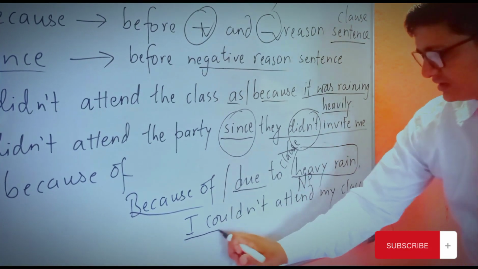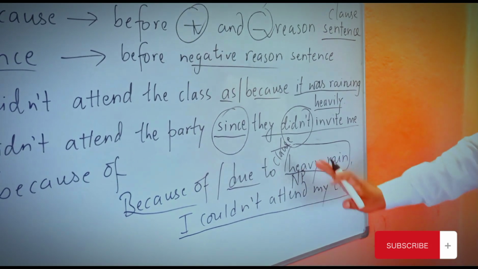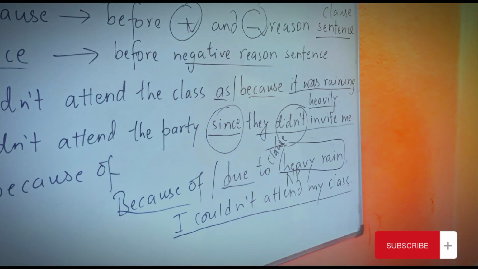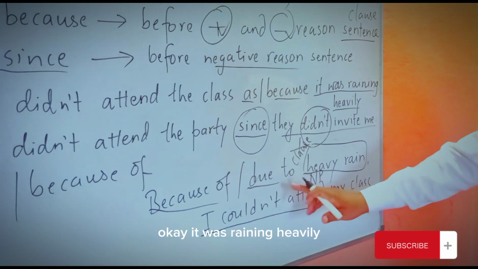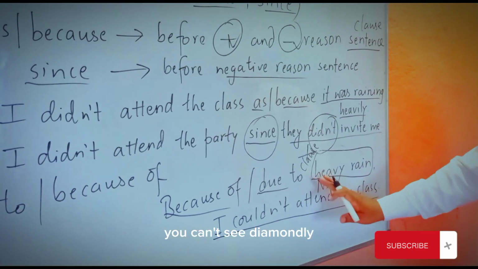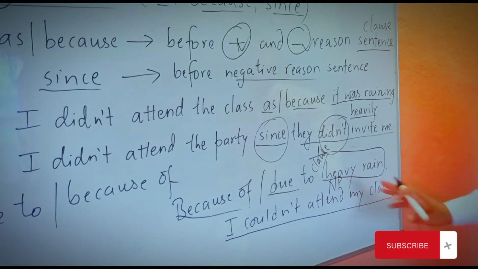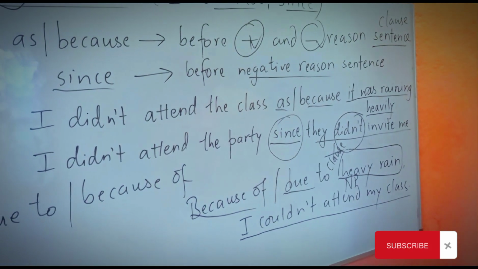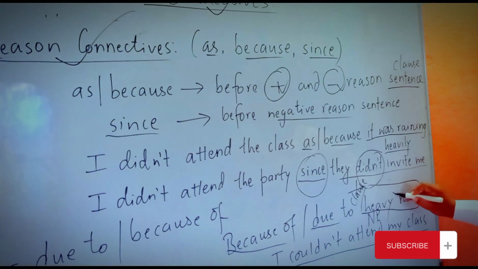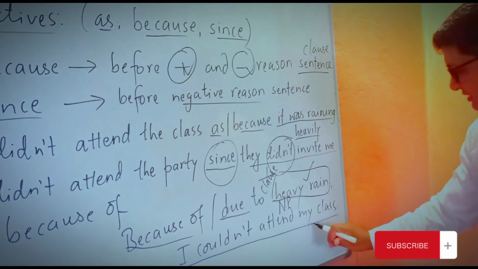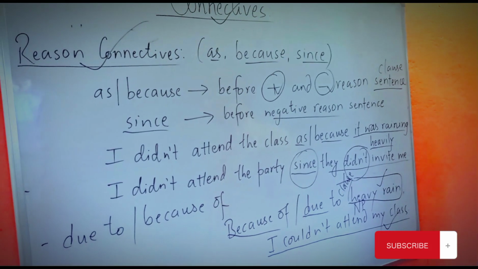Then look here: I couldn't attend my class because of heavy rain, or due to heavy rain. You cannot say "it was raining heavily" here. You can't say it directly. You have to put a noun phrase immediately after because of or due to. So read once: because of or due to heavy rain, I couldn't attend my class. So this is the reason, and this is the result.